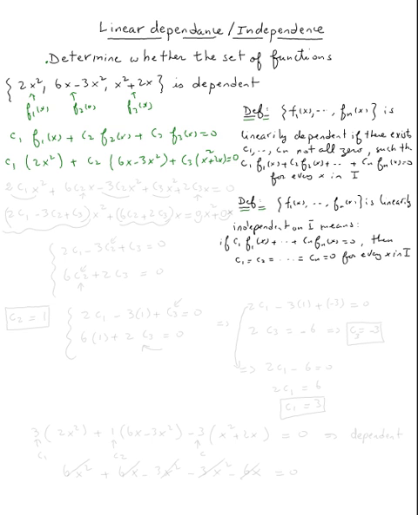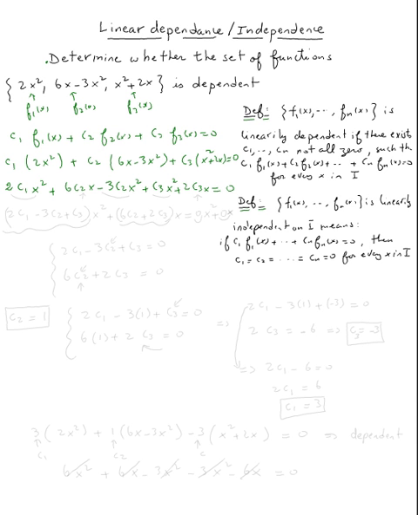So we want to see if we can find any constants. When you have polynomials, the easiest way is to distribute the constants. So c1 times 2x squared is 2c1x squared, plus, distributing c2, you get 6c2x minus 3c2x squared. Distribute the c3: plus c3x squared plus 2c3x is equal to 0. Next, we always factor the x squared and then the x.